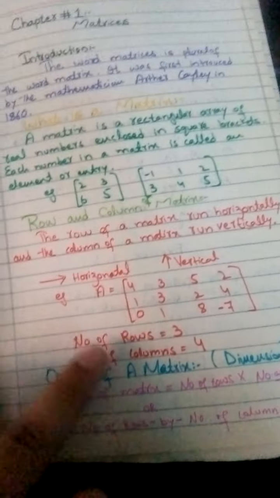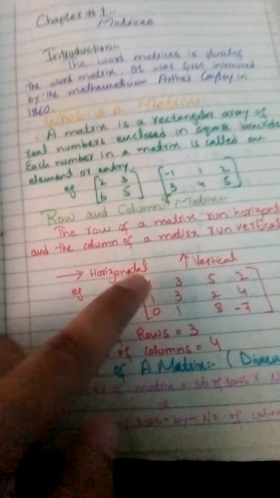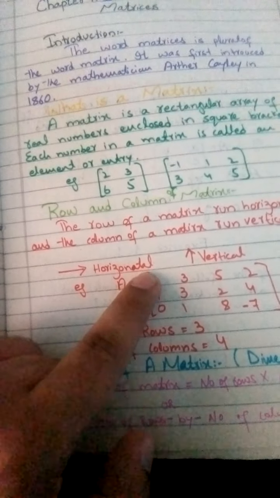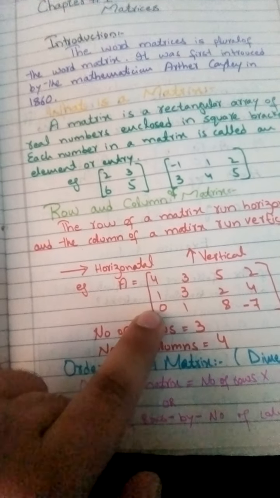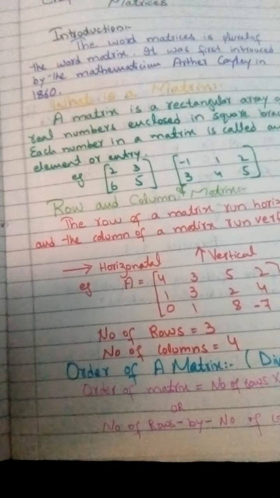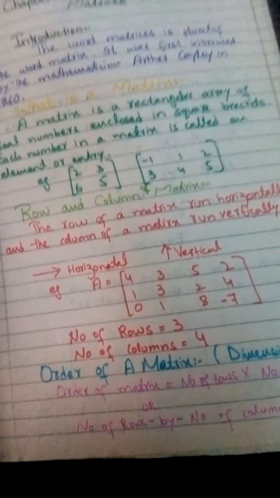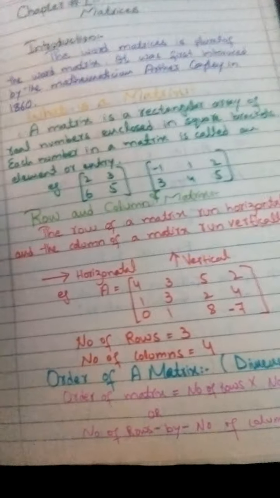So here in this matrix A, you will see that the number of rows is 3 and the number of columns is 4. 1 2 3 are the 3 horizontal lines and 4 vertical columns. So the 4 vertical lines are called columns and these horizontal numbers are called rows.